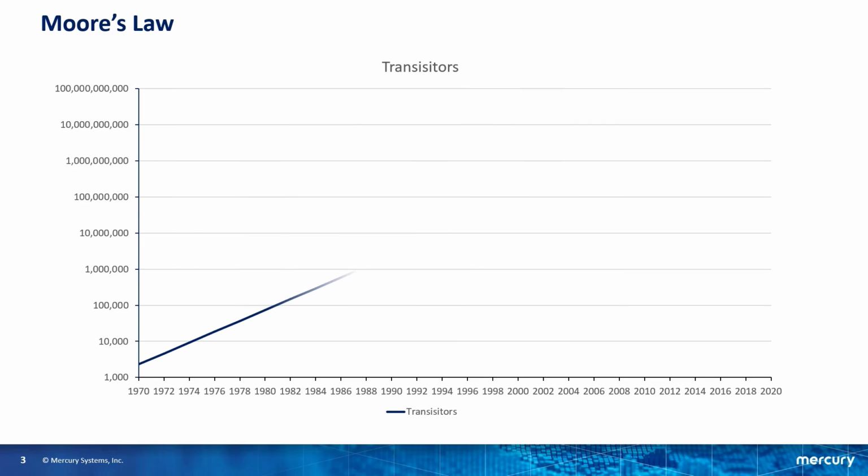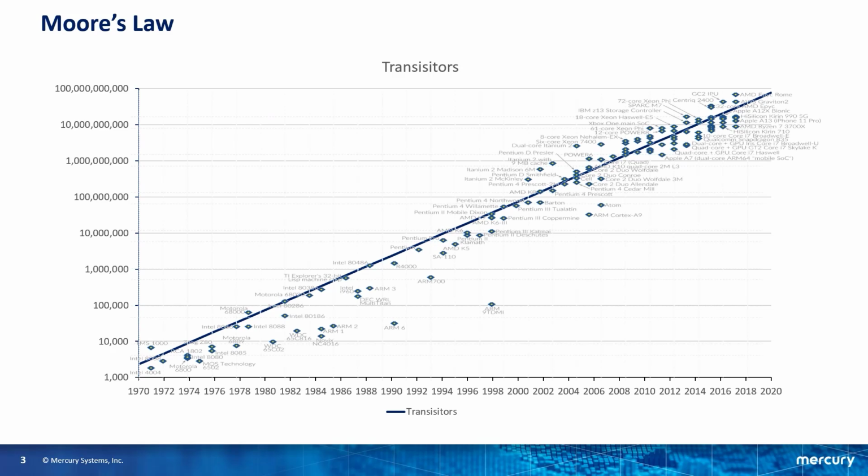If you take his prediction and expand it out to 2020 and overlay all of the microprocessors produced starting with the first Intel 4004 CPU in 1971, amazingly, his prediction turned out to be very accurate, and along with Dennard scaling, has been used to set the expectation for processor performance, size, power, and cost moving forward.